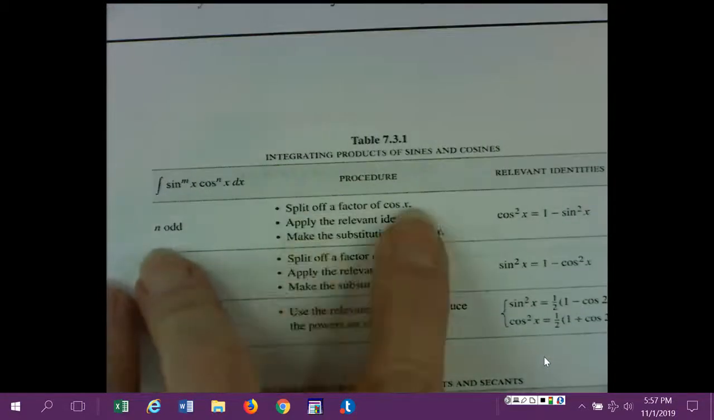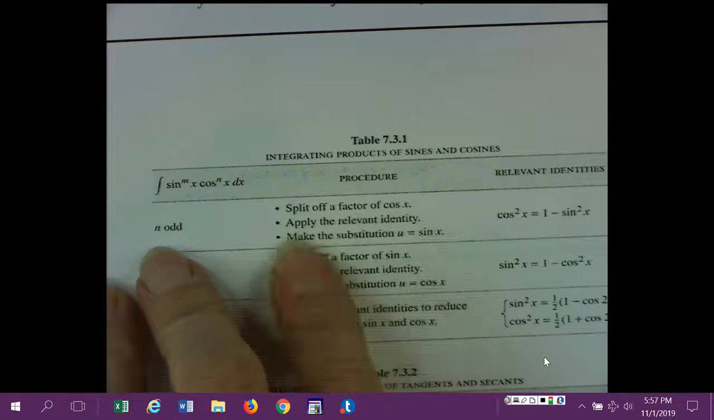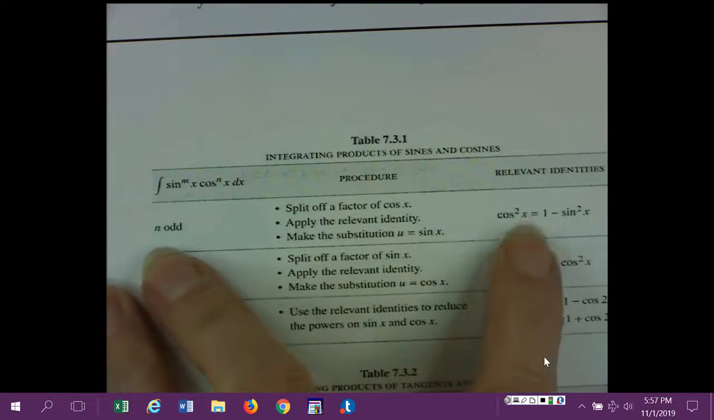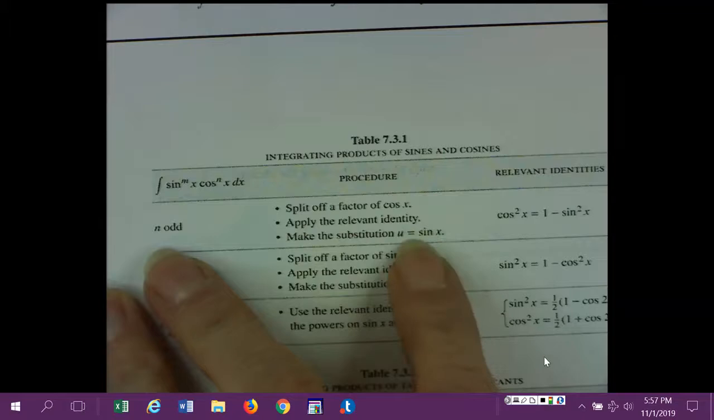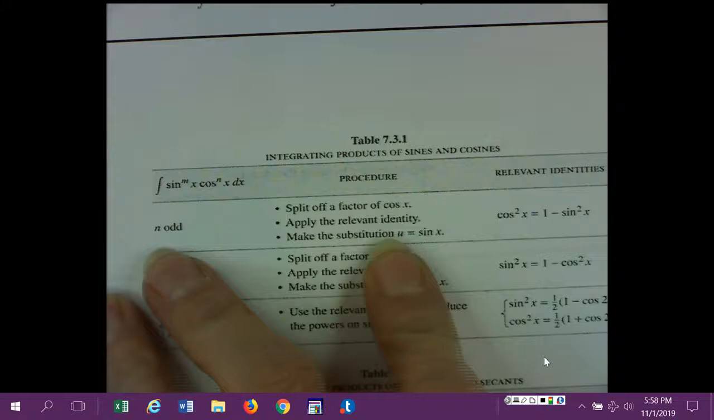So obviously for this problem, we have to follow these bullets. Split off a factor of cosine. Apply the relevant identity that cosine squared is 1 minus sine squared. And make another round of u sub that u is equal to sine x. So I'm going to follow these bullets. The first thing I'm going to do is split off a factor of cosine.